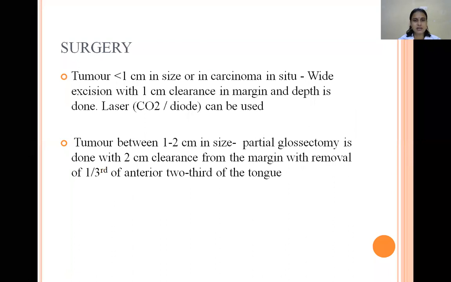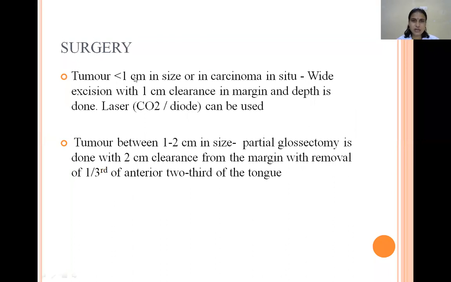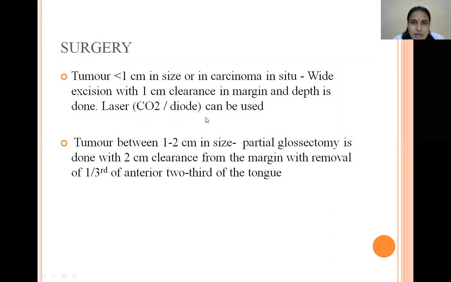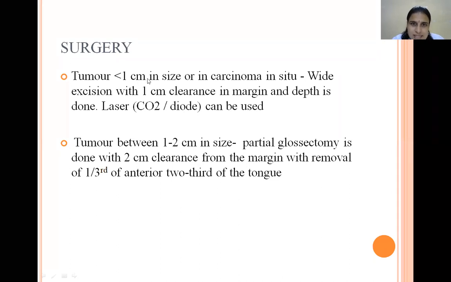So surgery: less than 1 centimeter size tumor on the tongue, and also carcinoma in situ, this initial carcinoma, just wide local excision with clearance of 1 centimeter, both around the ulcer, around the lesion, and in depth. Another advancement is usage of laser; carbon dioxide laser or diode can be used for excision. And remember, this is done in smaller size tumors, as small as less than 1 centimeter.